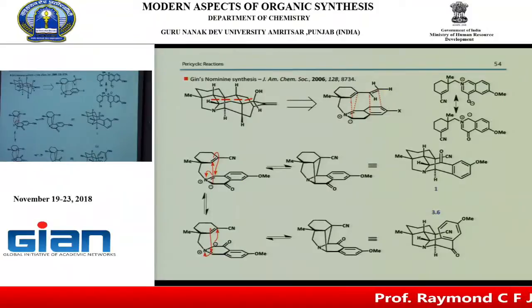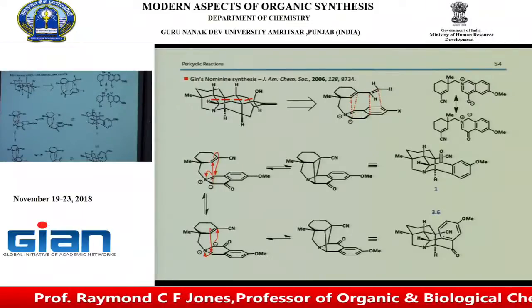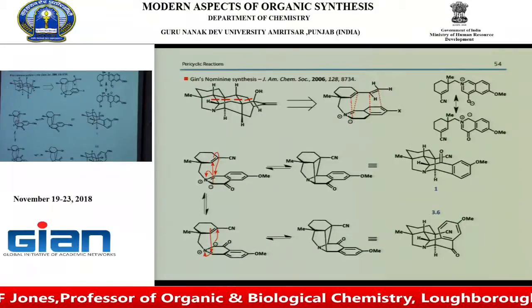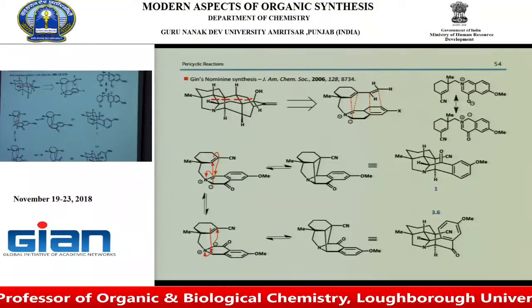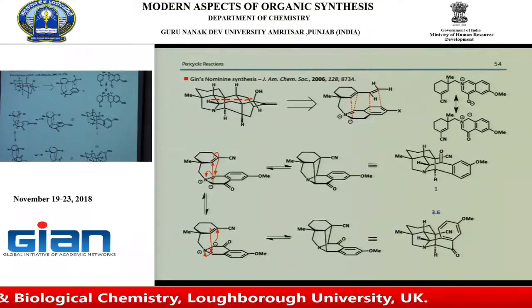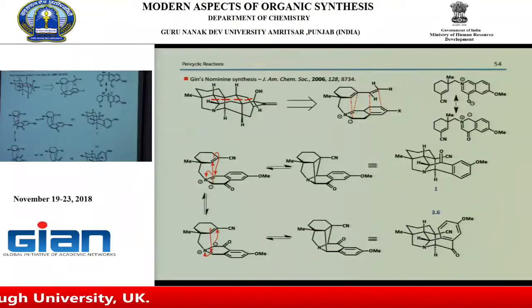Now the last bit I want to go through has various bits of chemistry within it. This is Gin's nominine synthesis. This is the thing he was trying to make. These are the disconnections. I'm going to do the retrosynthesis first. He was imagining putting together all those bonds with the red lines through them. So this was his thought process.